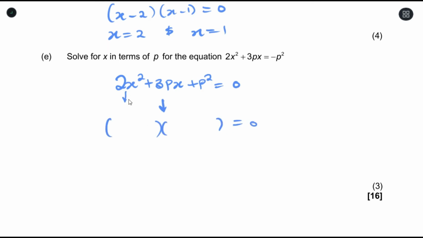Looking at this one here, the factors we can get from 2x squared are 2x and x. The factors we can get from p squared are just p and p. Now, because we have positive 3 over here, we understand that both of these will be positive. So for that reason, our answers. Now, since you want to solve for x in terms of p, we write this in terms of p. So we're writing like this.